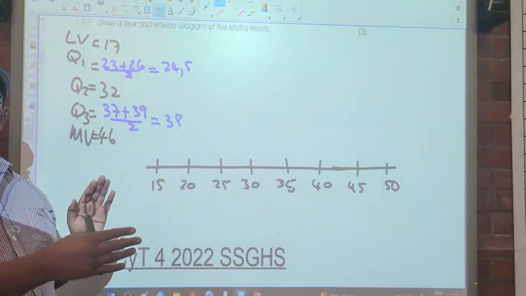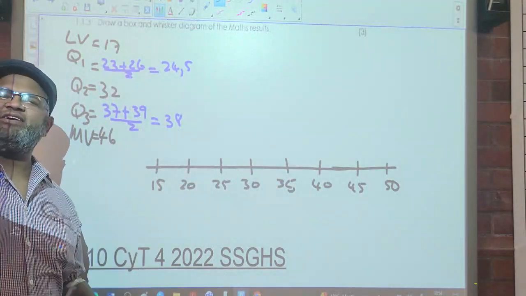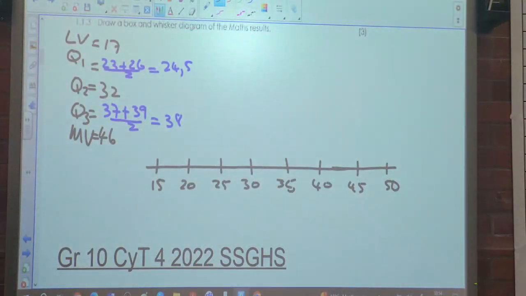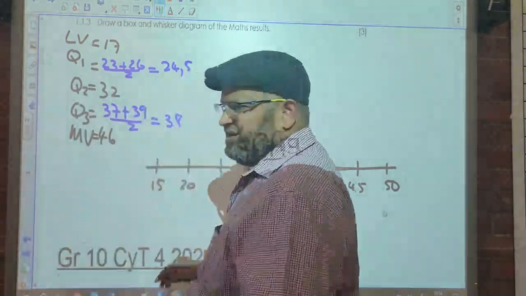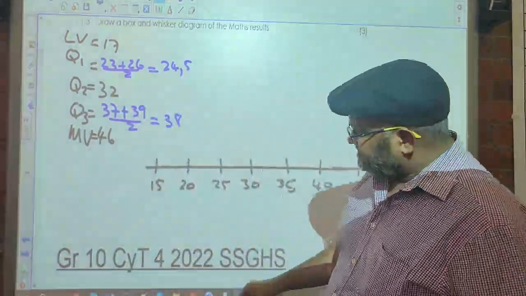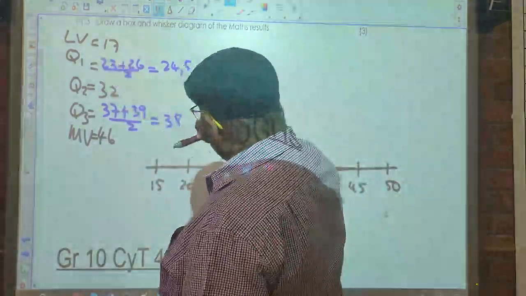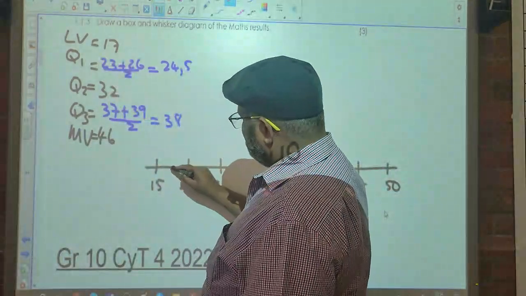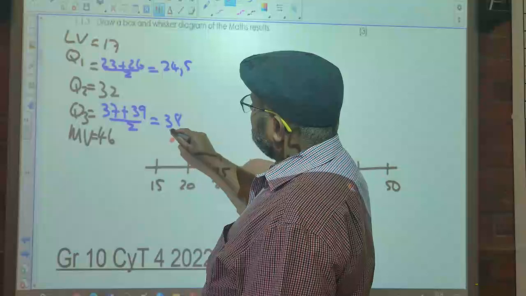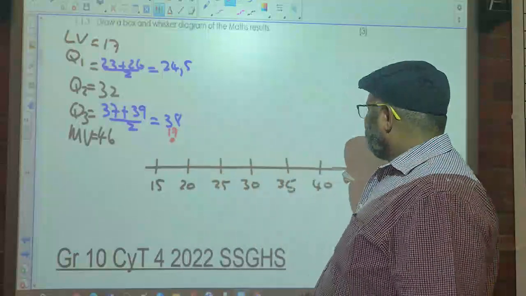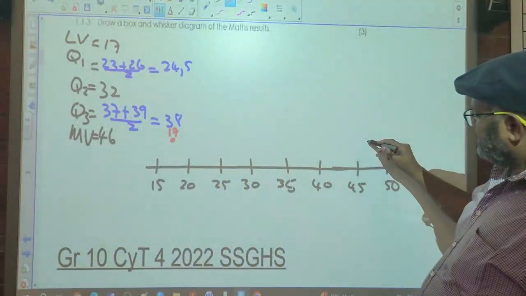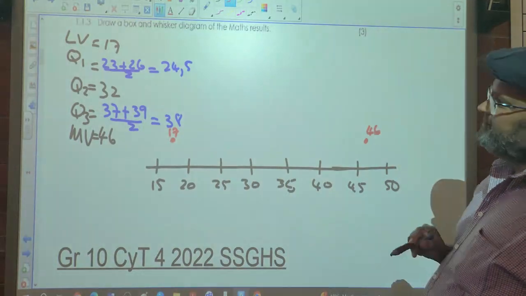If it's still too small, then I would make every unit 2. Okay, and also on this one, I try and make it as big as possible. So the lowest value gets a dot at 17, say that's 15, 16, 17 is midway. The maximum value is 45, just over that, so it's 46.